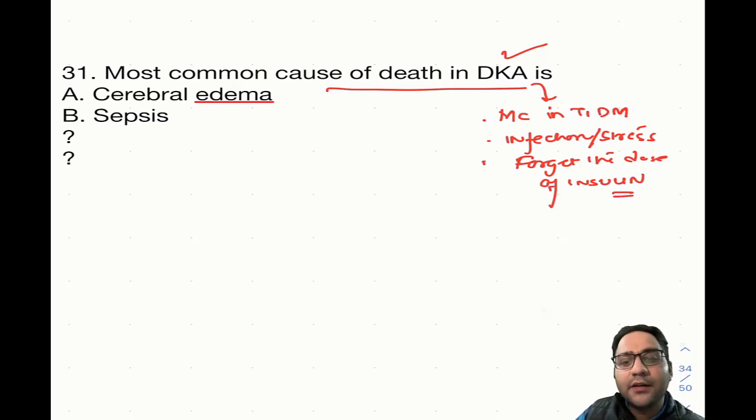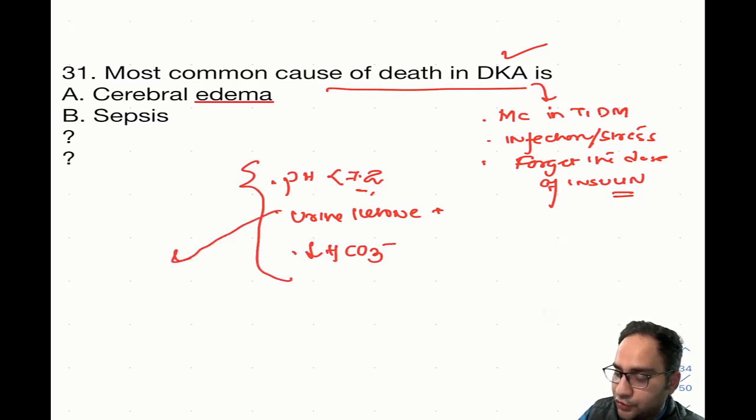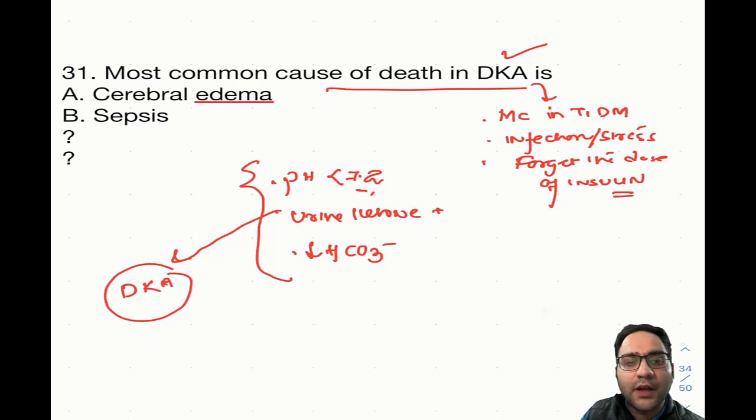can precipitate diabetic ketoacidosis. For diabetic ketoacidosis, you need pH to be less than 7.2. You need urine ketone to be positive. And you need bicarbonate to be reduced. All these three criteria should be there. It should be fulfilled for the diagnosis of diabetic ketoacidosis. If it is fulfilled, then only you can say that the patient is having diabetic ketoacidosis.